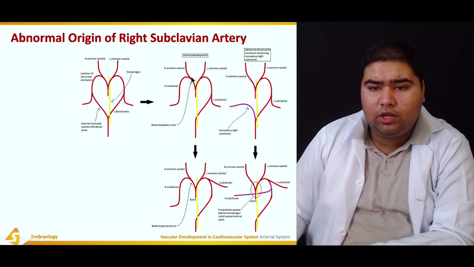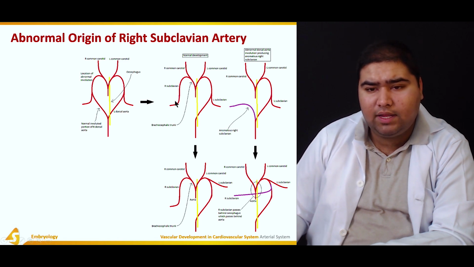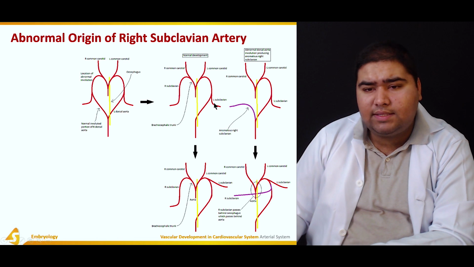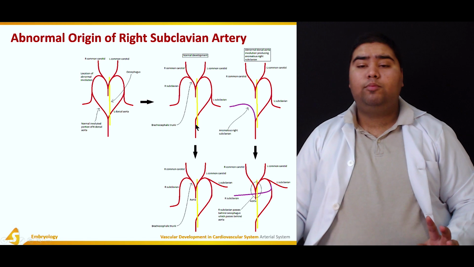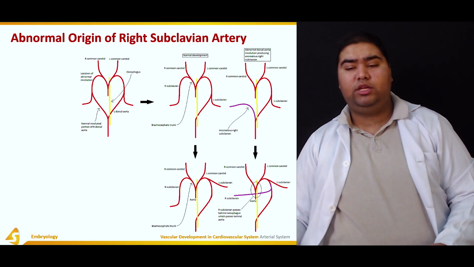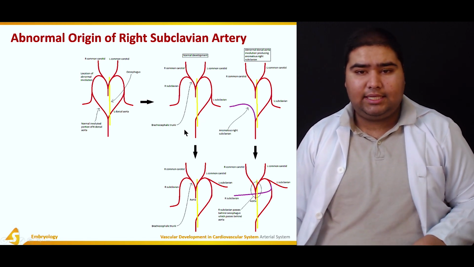This is the right common carotid, left common carotid. This is the brachiocephalic trunk. This is the right subclavian. This is the left subclavian. This is the arch of aorta. This is the descending aorta. All right. But what happens in the abnormal origin of the right subclavian artery?